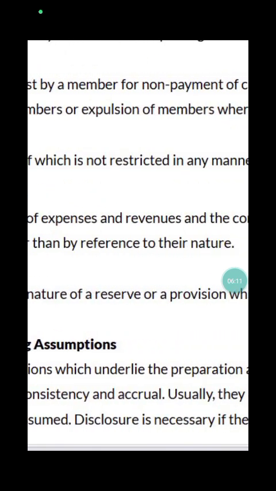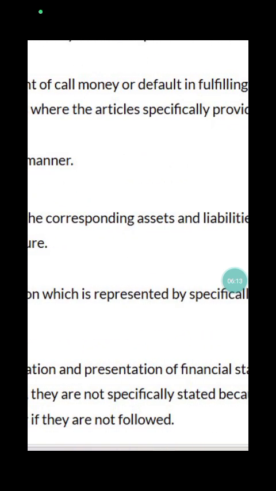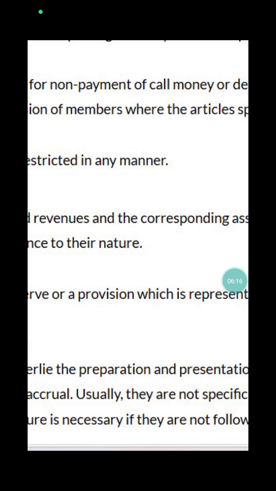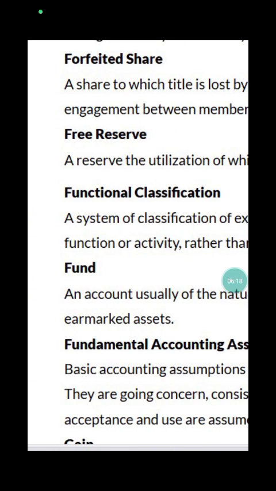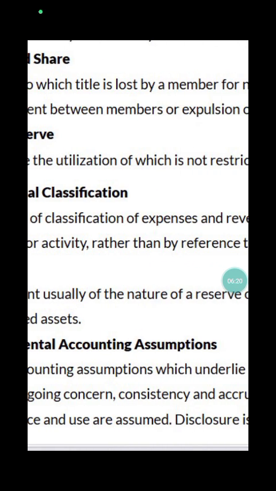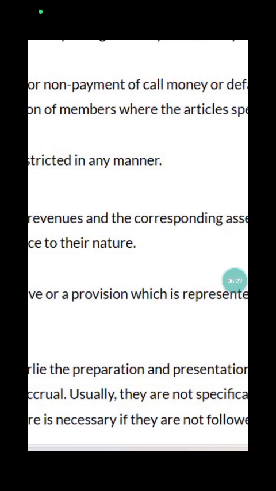Fundamental accounting assumptions: basic accounting assumptions which underlie the preparation and presentation of financial statements. They are going concern, consistency and accrual. Usually they are not specifically stated because their acceptance and use are assumed. Disclosure is necessary if they are not followed.